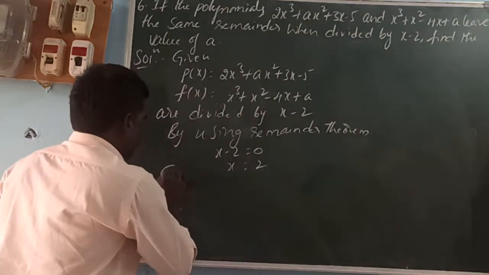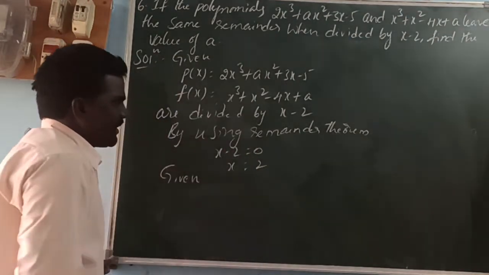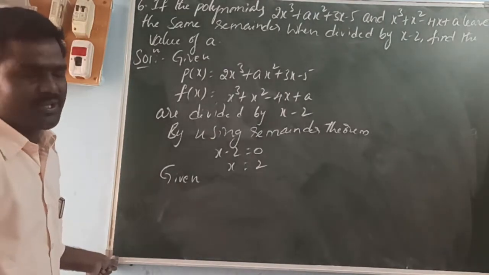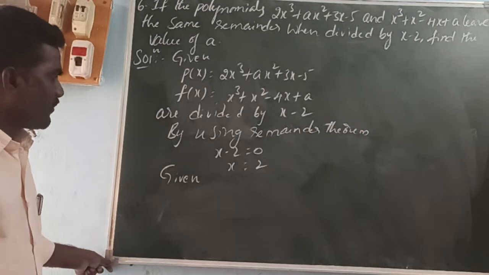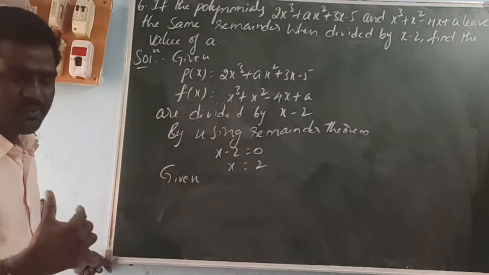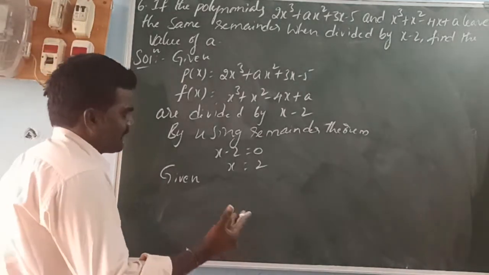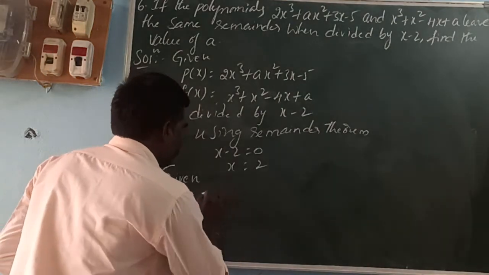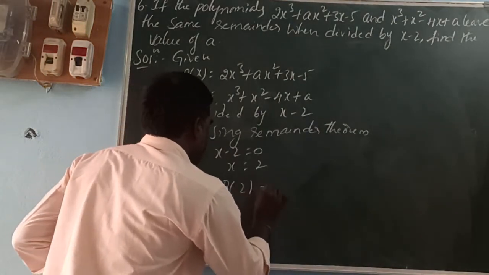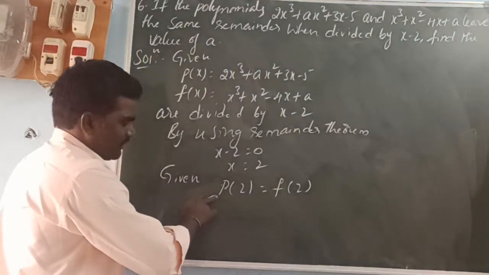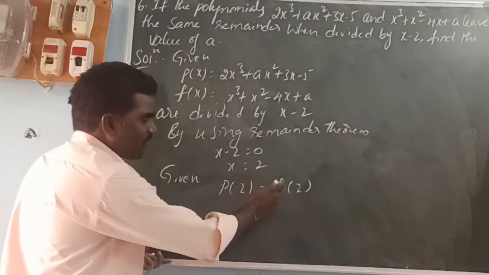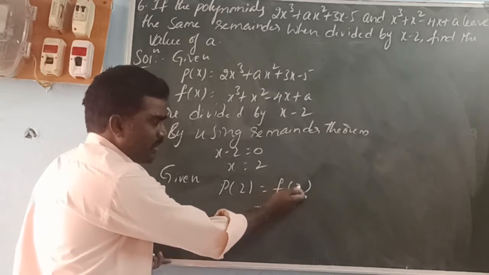So what is the given condition? The remainders are the same. When the first polynomial is divided by x minus 2, we get a remainder, and when the polynomial f of x is divided by x minus 2, we get a remainder. The two remainders are the same. So the given condition is p of 2 is equal to f of 2. p of 2 means the polynomial evaluated at the value 2. f of 2 means the polynomial evaluated at the value 2.